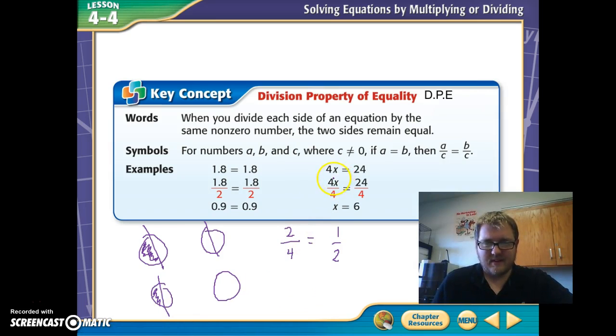Same with if we have a variable. So if I have 4 times x equals 24, I can divide both sides by 4. When I do that, these 4's cross out and give me 1. And then 24 divided by 4 is 6. And we're going to look at some examples dealing with that.